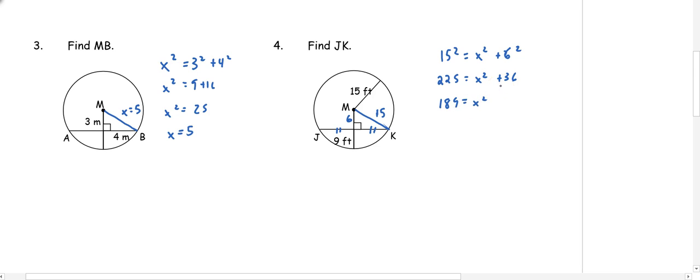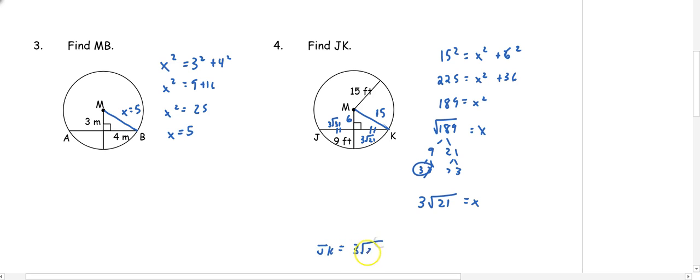Now, when I take the square root of 189, that would be a decimal. So I'm going to say that x is the square root of 189. And if I were to make a factor tree, this would break down into 9 and 21. 9 breaks down to 3 and 3. 7 and 3 for 21. So I have a pair of 3's. So this would be 3 root 21 for x. So each part of the chord is 3 root 21. So JK, I would add those together. 3 root 21 plus 3 root 21 would get us 6 root 21. Remember that the root stays the same, we're just combining like terms.